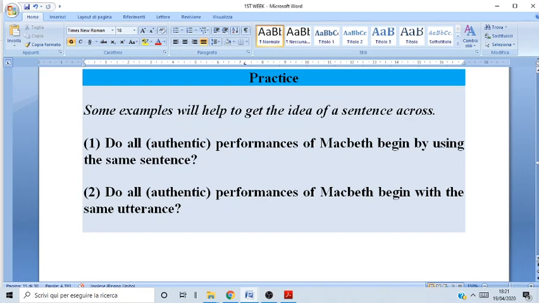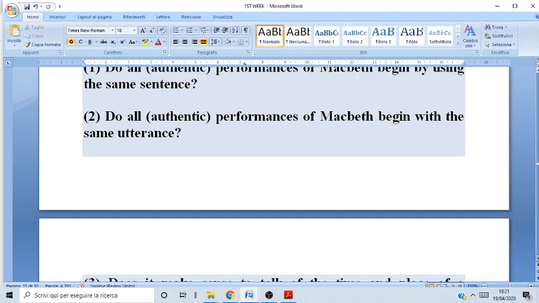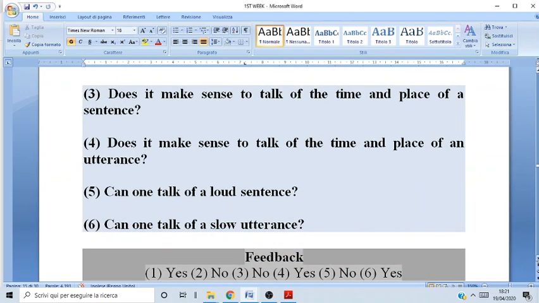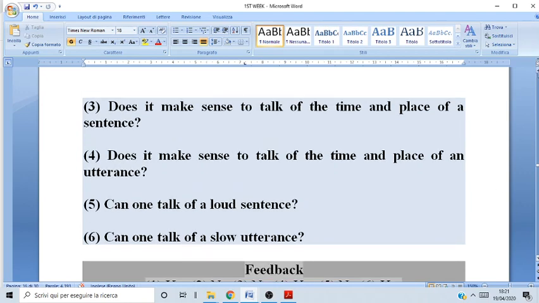Okay? Because utterance is the individual act of saying a stretch of words, preceded and followed by a silence. But the sentence is always the same. It's a group of words that make sense from a grammatical perspective. And so, in other words, does it make sense to talk of the time and place of a sentence? And number 4, does it make sense to talk about the time and place of an utterance?